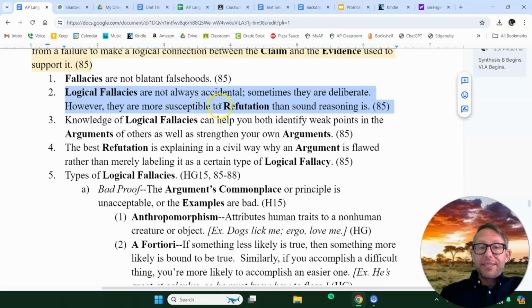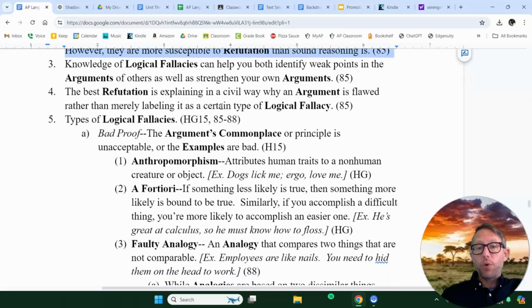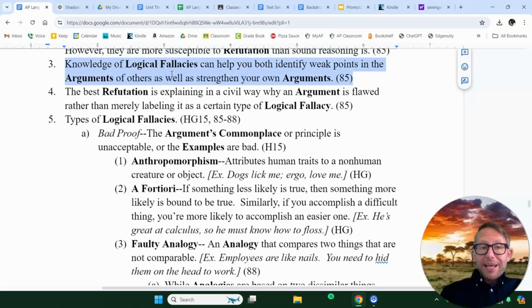Why? Well, because like it says here, they are more susceptible to refutation than sound reasoning. You're opening yourself up to other people pointing out that weakness, and therefore you losing whatever debate it is that you happen to find yourself in, okay? So as I mentioned before, knowing these logical fallacies helps you both identify the weak points in the arguments of others as well as strengthen your own arguments so that you're not making these same mistakes more than once. You're not making it in a way that exposes you to other people, and you can cut down that opposing argument if you say, well, that's a logical fallacy right there. That doesn't make any sense. And I'll tell you why it doesn't make any sense, okay?